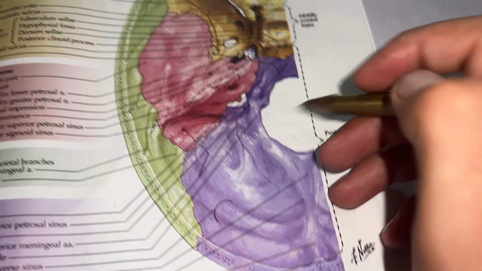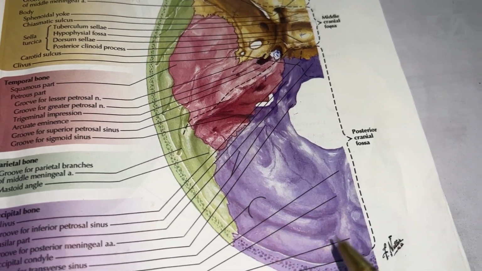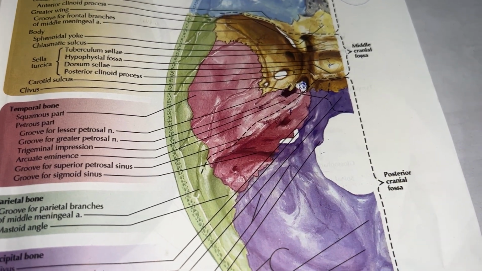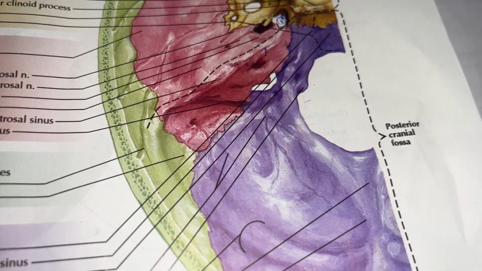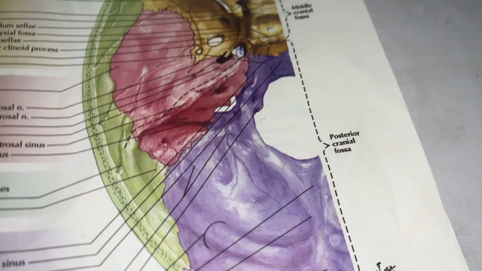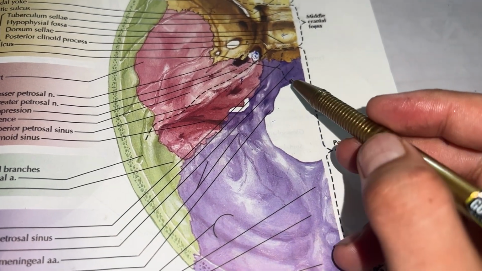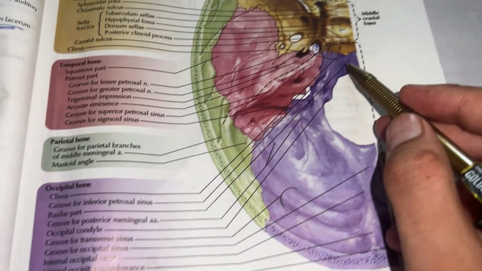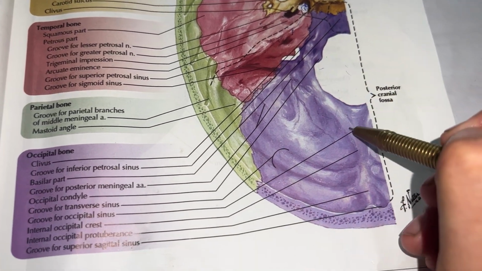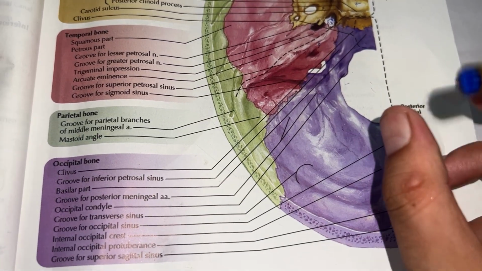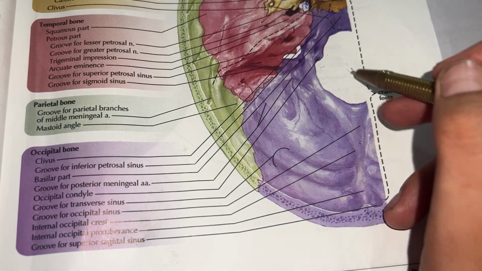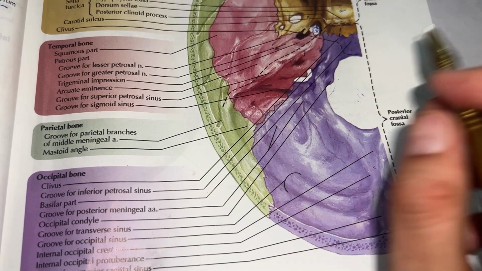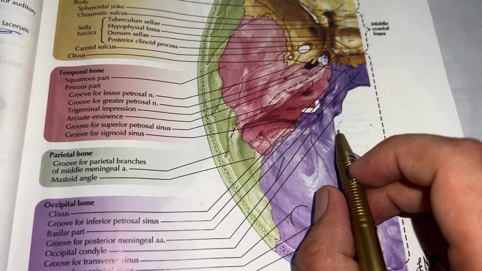The posterior cranial fossa is mainly formed by the occipital bone and the mastoid process. The occipital bone has a part anterior to the jugular foramen. This is the basilar part of the occipital bone. This is the squamous part of the occipital bone, behind the foramen magnum. And this is the condylar part of the occipital bone.